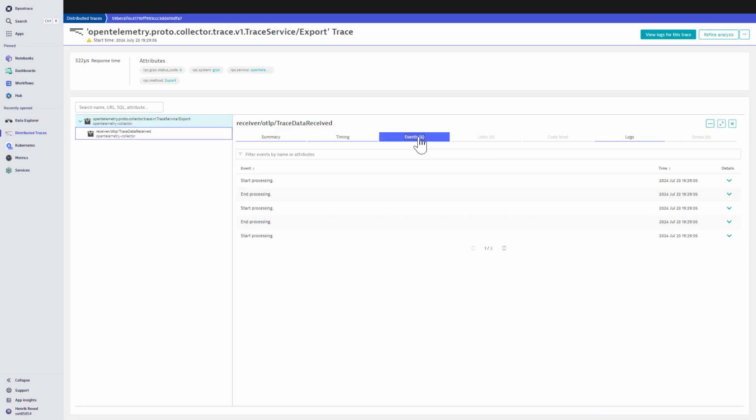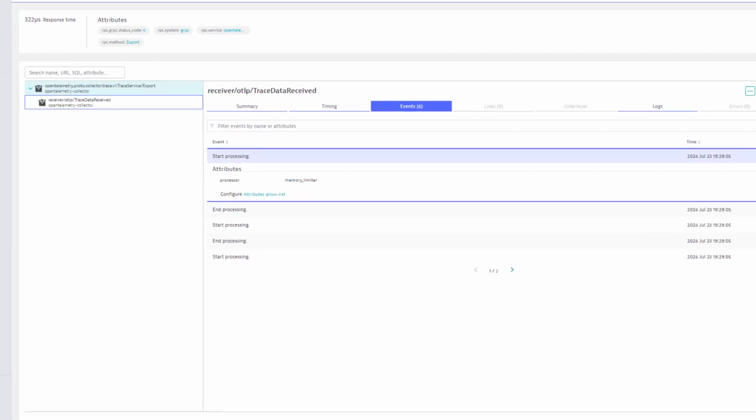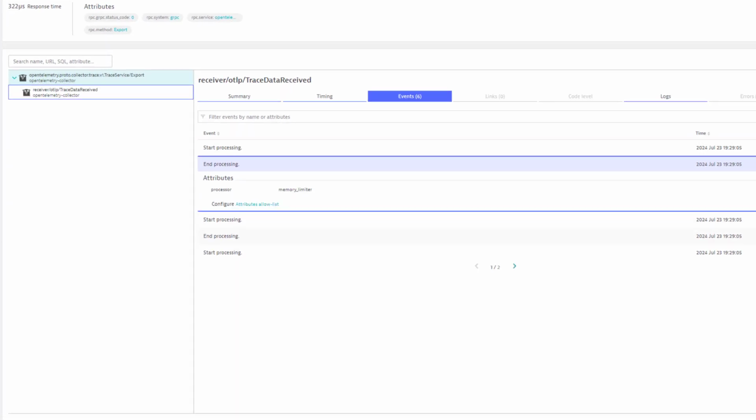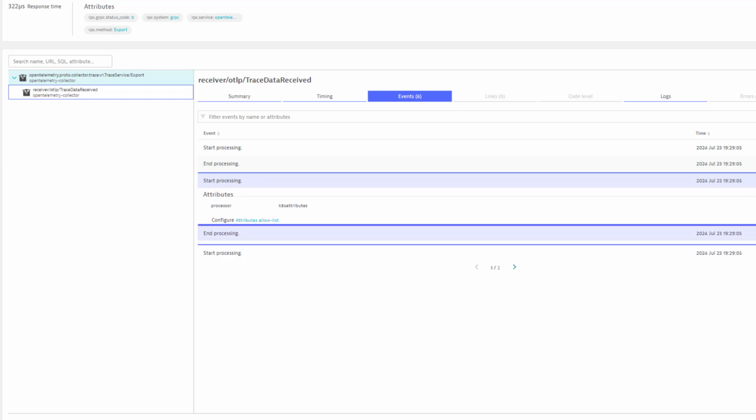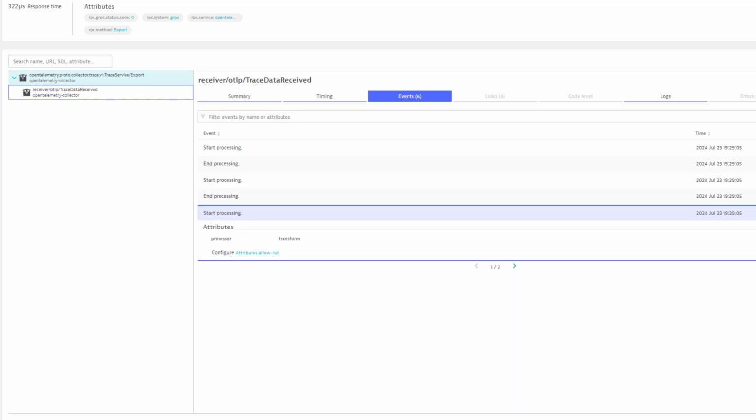And if we take a look at the trace, we can see that each step of the pipeline is not a span, but a span event. So it's there, we have the information, but again, it's a bit hard to visualize. So maybe this would be improved in the coming releases.